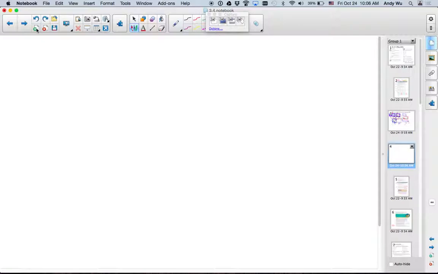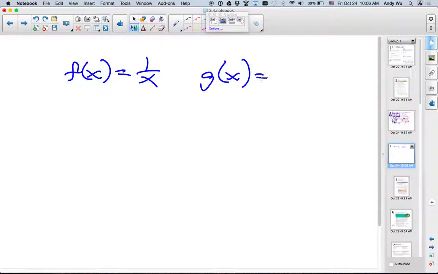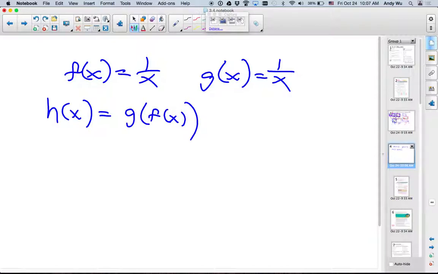Let's say we have f of x is equal to 1 over x, perfect one. And g of x is also equal to 1 over x. Okay? What is h of x if h of x is g of f of x? This one's so good that it should be on the test. I'm giving it to you now. So everyone do this one. Write down your domain. Let's see if you can get the right answer.